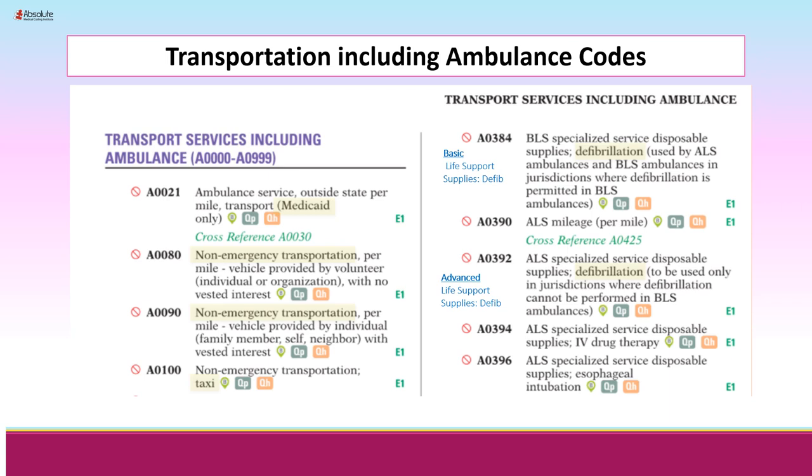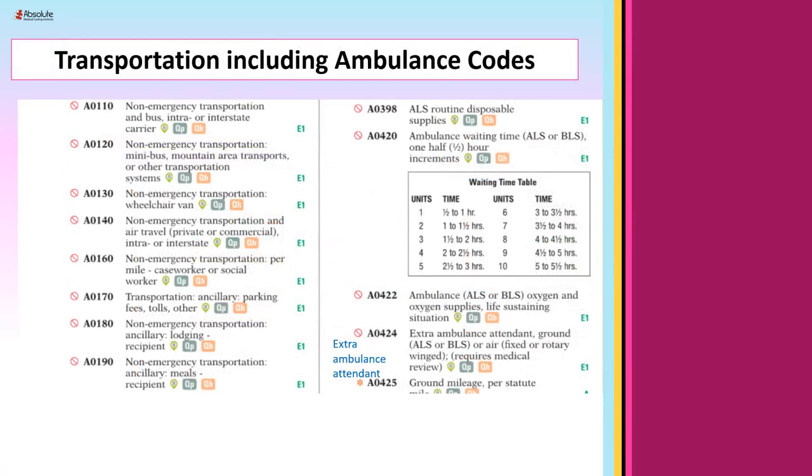Okay. All right. Next, A0394 is for ALS specialized service disposable supply for intravenous drug therapy. A0396 is for the ALS specialized service disposable supplies for esophageal intubation. And then we have more. We have, say, A0130. This is a non-emergency transportation for a wheelchair van. We have A0420. I would like to talk about this code on my next slide, actually, because I want to do a little bit of exercise with you using this code. But look here, down here at A0424, this is actually a code for extra ambulance attendant for ground, ALS, or BLS, or it can also be used for air, either fixed or rotary winged. This just requires medical review, but yeah, you do have a code for extra ambulance attendant.